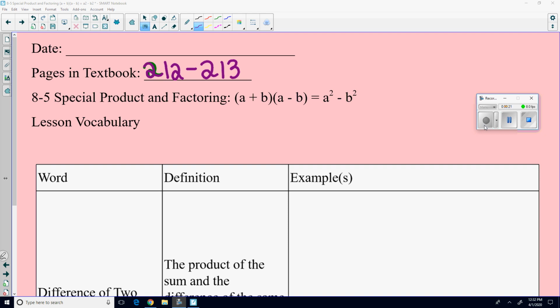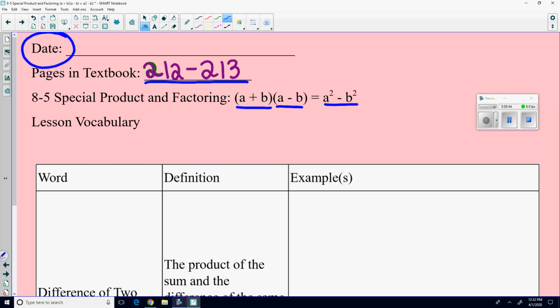All right, so our equation today, first of all, this is from pages 212 to 213. Feel free to jot in the date if you want on this note sheet. But our equation looks like this. If I have a number plus a number, and then that same number minus another number, that equals a squared minus b squared. That is always our form.